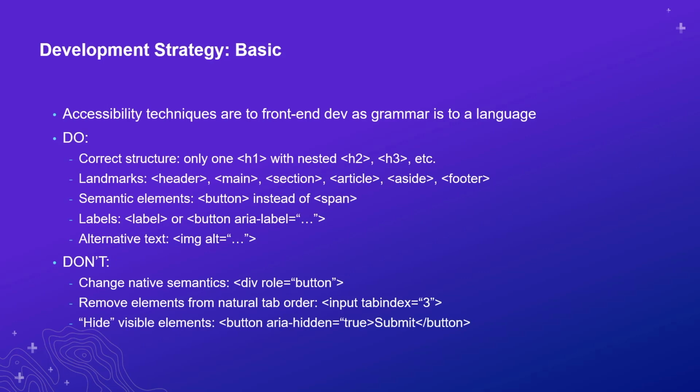Another one, it seems to be obvious, but it's really important here, is don't, quote unquote, hide visible elements, right? If there's an element that is visible to a sighted user, don't use an ARIA hidden attribute to actually hide it, because then the screen reader would not be able to access it, and vice versa. Don't show one that is hidden.